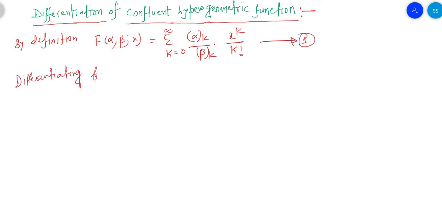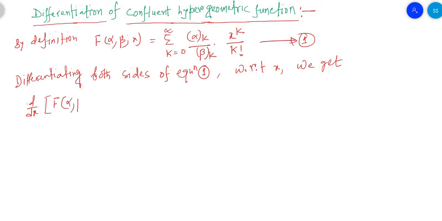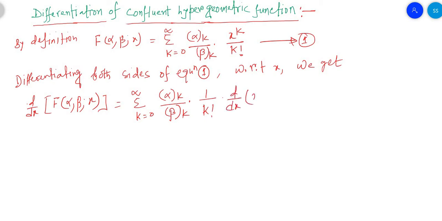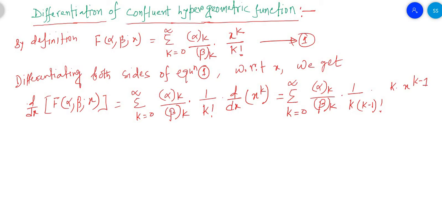Differentiating both sides of equation 1 with respect to x, then we get d/dx F(alpha; beta; x) is equal to summation k equals 0 to infinity (alpha)_k over (beta)_k into 1 over k factorial into d/dx of x to the power k, which is equal to summation k equals 0 to infinity (alpha)_k over (beta)_k into 1 by (k minus 1) factorial into k into x to the power k minus 1. This k and this k get cancelled.